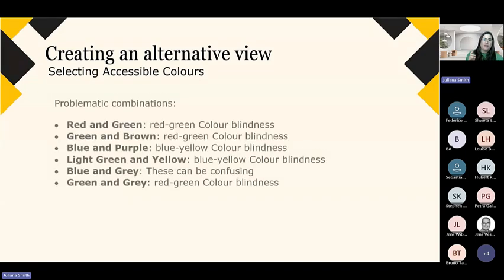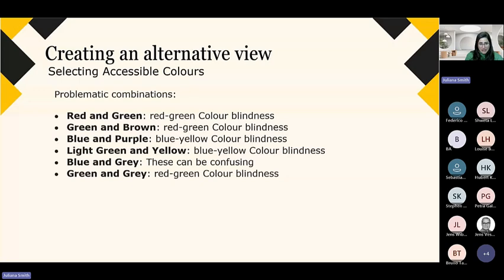And these are, for example, using red and green together, green and brown, blue and purple, light green and yellow, blue and gray, and green and gray. So if you already have your colors, you can run a simulation. If you're not sure which shade of green and red, run a simulation and see what has issues for those individuals who are colorblind.